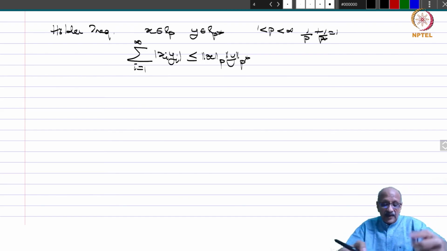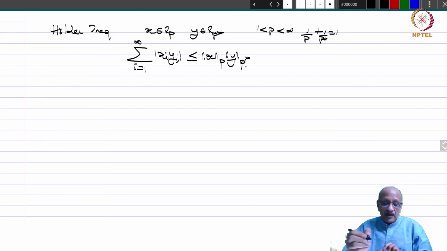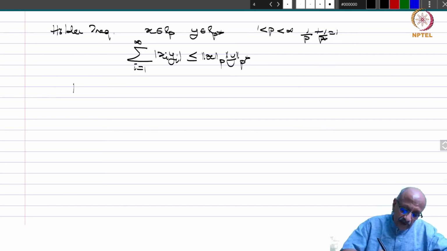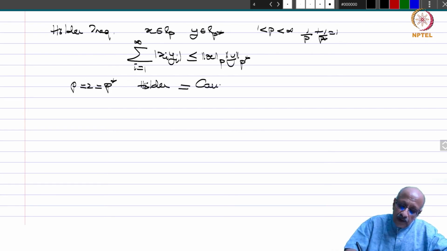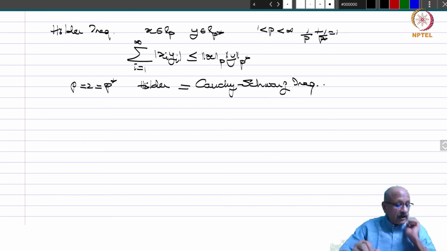Again, as I said, you do this for any k, you will get it up to k, and then you can write this on the left hand side and right hand side, and therefore now you can pass to the limit as k tends to infinity, and so you get this. So you have the Hölder inequality. I forgot to tell you that if p equals 2 equals p*, then Hölder is the same as the famous Cauchy-Schwarz inequality, which you might have already come across.